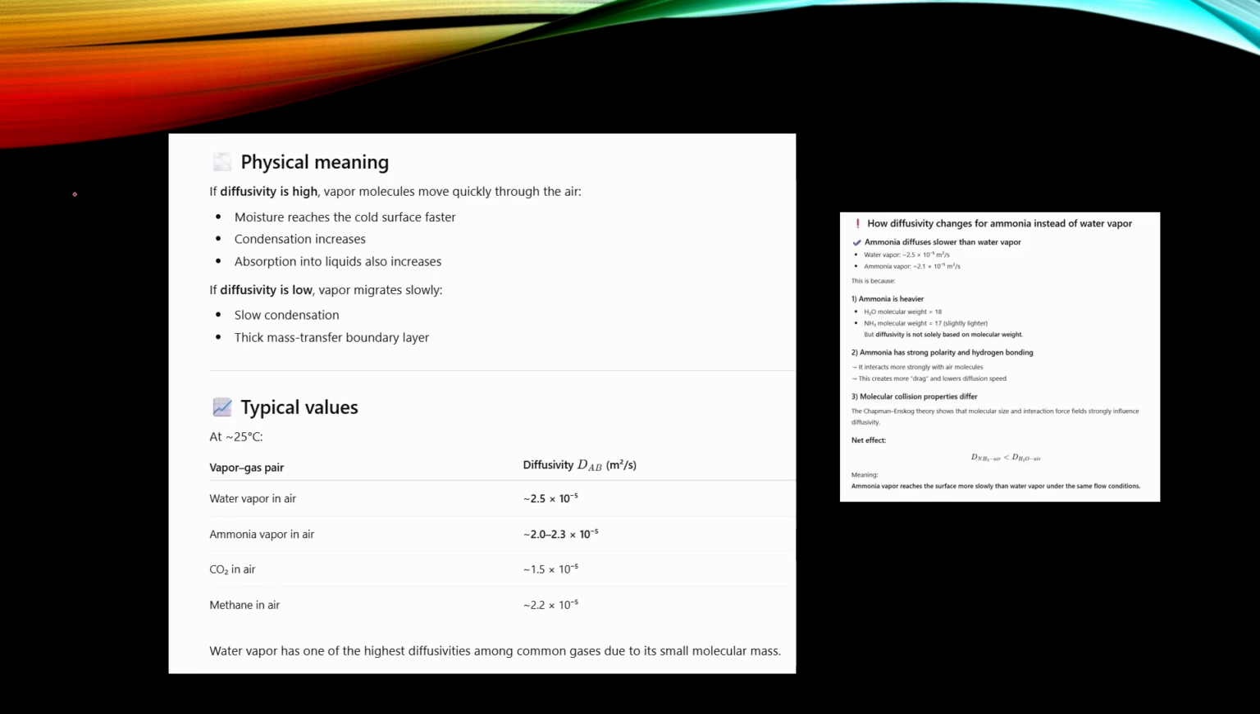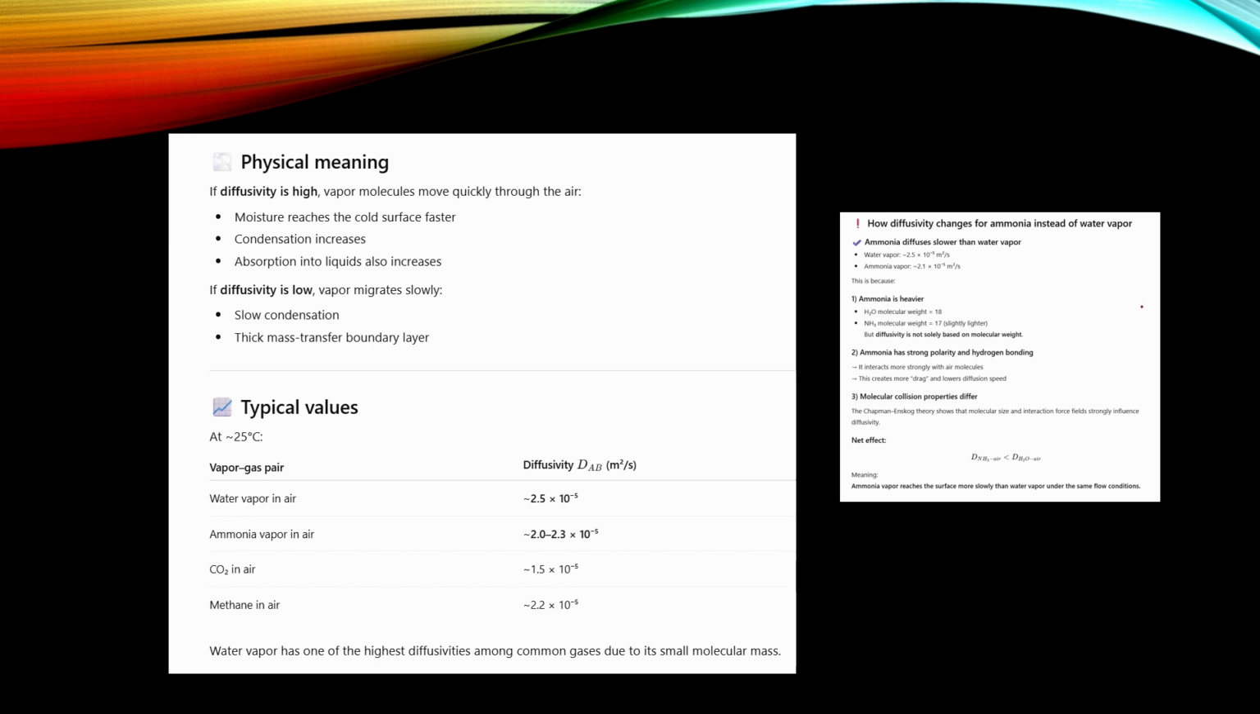The physical meaning of this diffusivity is that if diffusivity is high, vapor molecules move quickly through the air and moisture reaches the cold surface faster and condensation increases. Here are typical values for water vapor in air, ammonia vapor in air, CO2 in air, methane in air, and we see that water vapor in air has the highest diffusivity value.